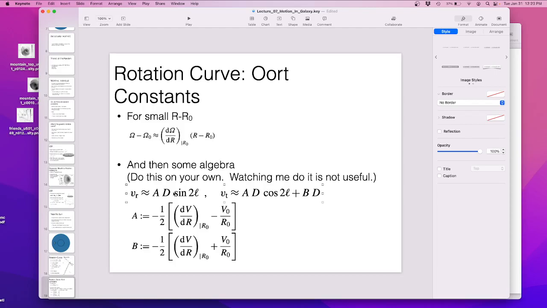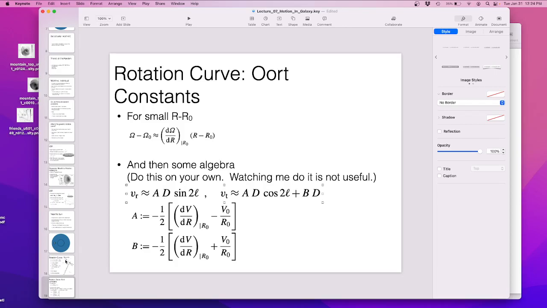Now what this gets me is I can measure V_R for all of these stars. I've got to measure V_R and D. L I don't have to measure. That's just where I'm pointing my telescope. That's a knob I have. D you've got to measure. V_R you've got to measure. And that gives you A. A is related to the slope and the value of the rotation curve. So you measure these two quantities and you get that the rotation curve at the solar circle is flat.